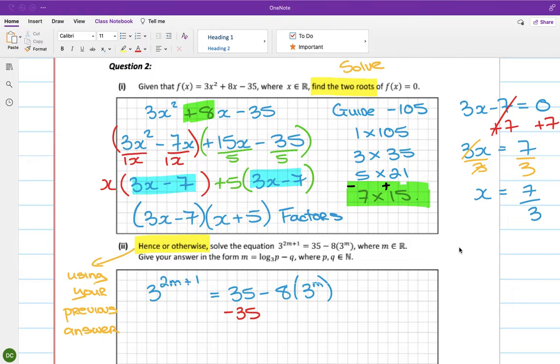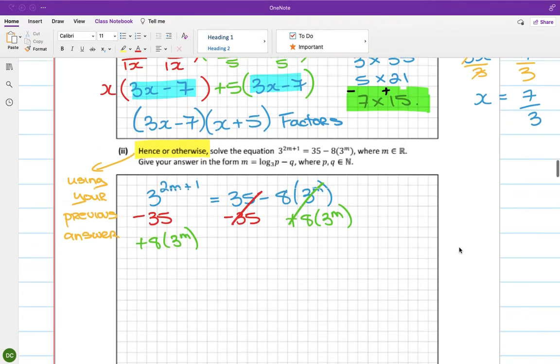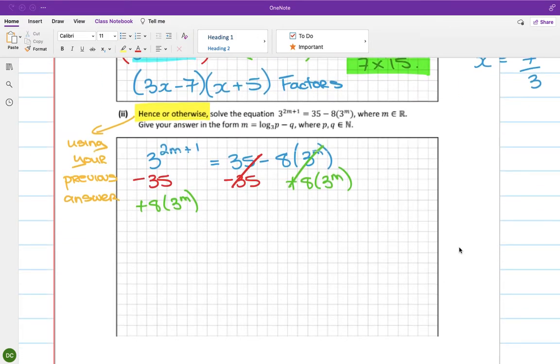and I'm going to move this over. I'm going to move them over. So then I've got my quadratic, well, nearly have my quadratic structure. So 3 to the 2m plus 1 plus 8 times 3 to the m minus 35. And now I've got nothing left on the right. I'm going to just manipulate this one.